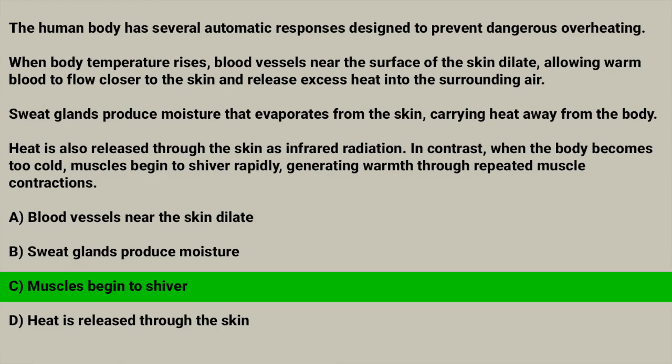Notice the word not in the question. The passage says shivering is a response to cold, not heat. Choices A, B, and D are all specifically mentioned as responses to overheating. Negative questions are one of the most common traps on this subtest. The moment you see not, except, or least, slow down and underline it mentally before you read the choices.